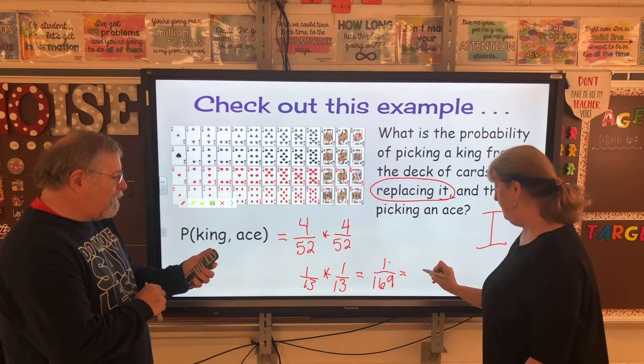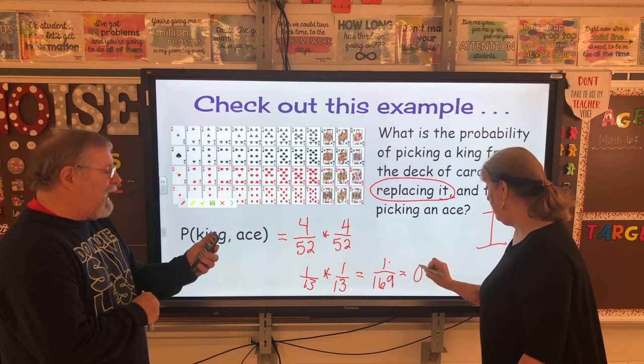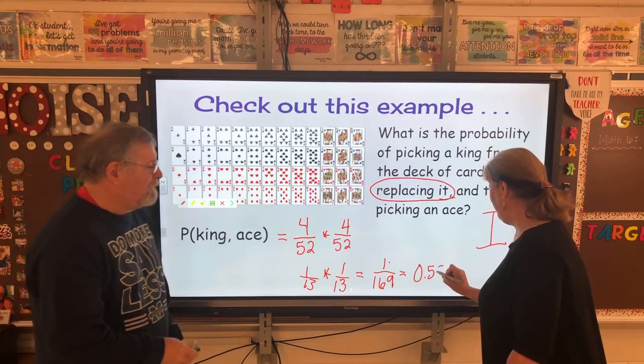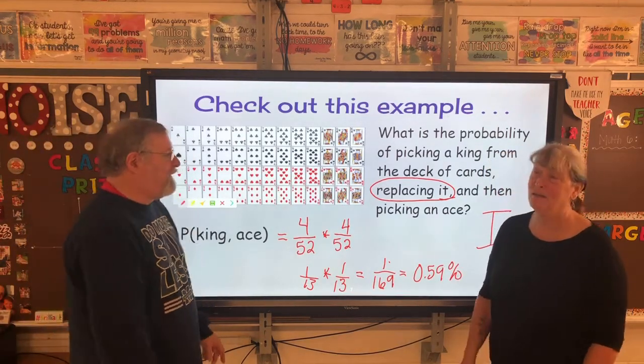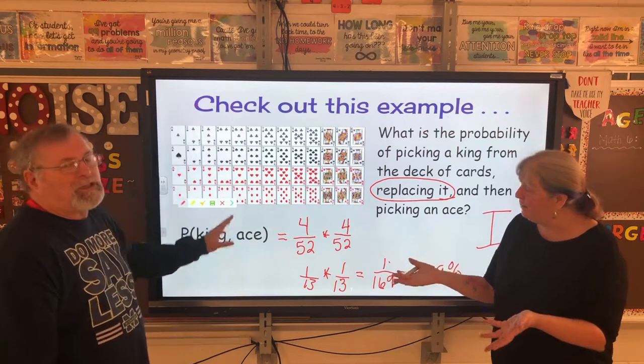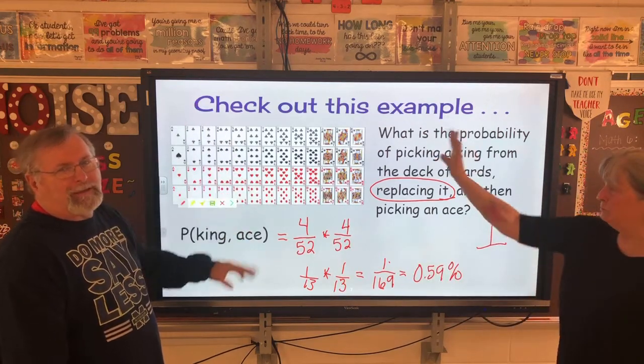That's less than 1%. It's 0.59%. Teeny. That is less than 1% chance of happening. Okay. So that's an example. I just showed you this one more for the cards than for anything else.